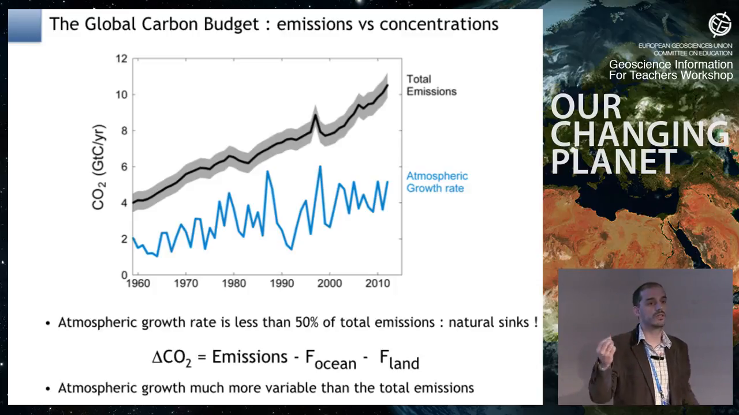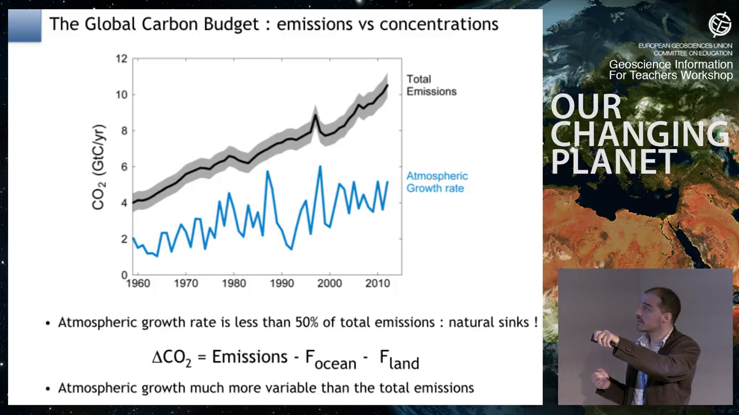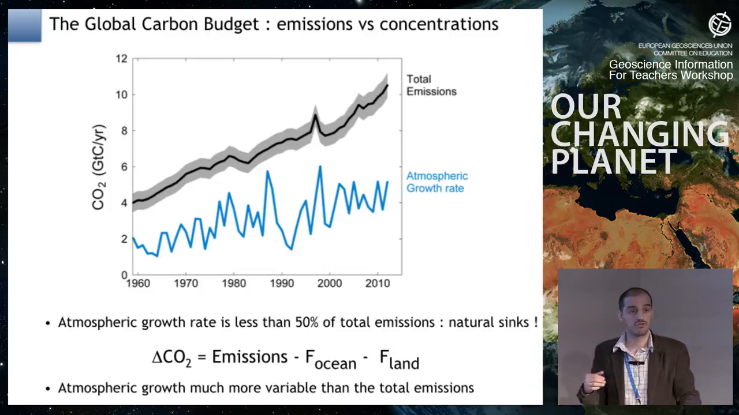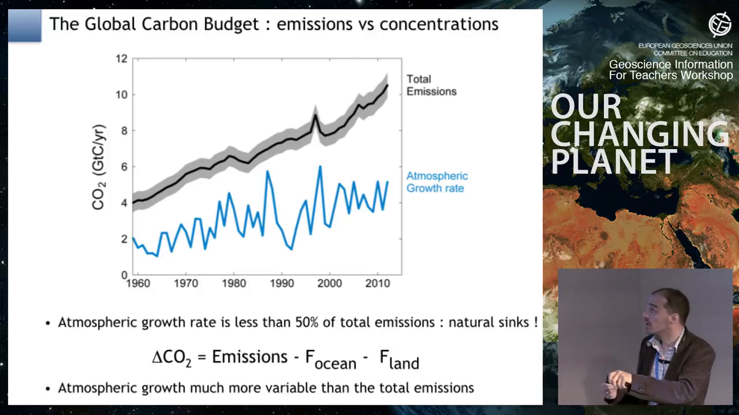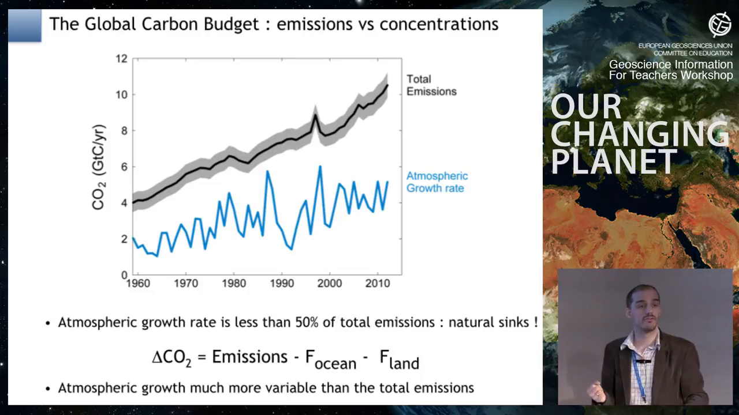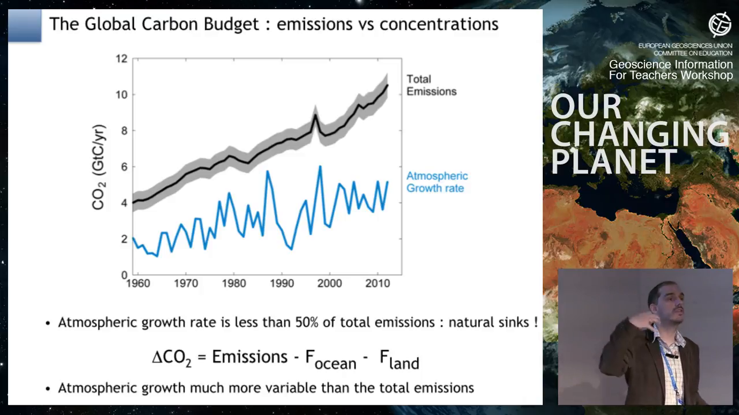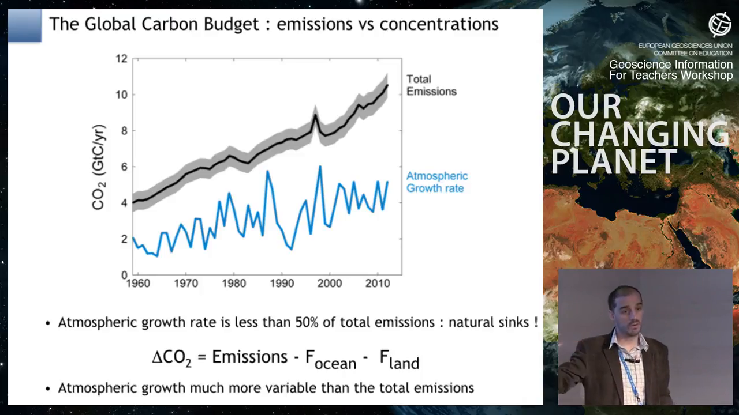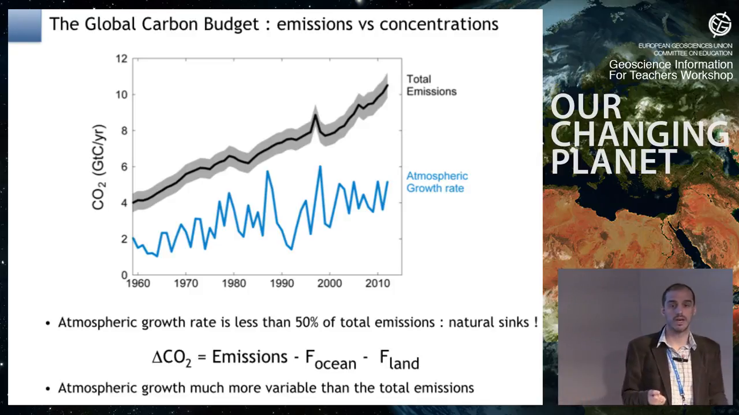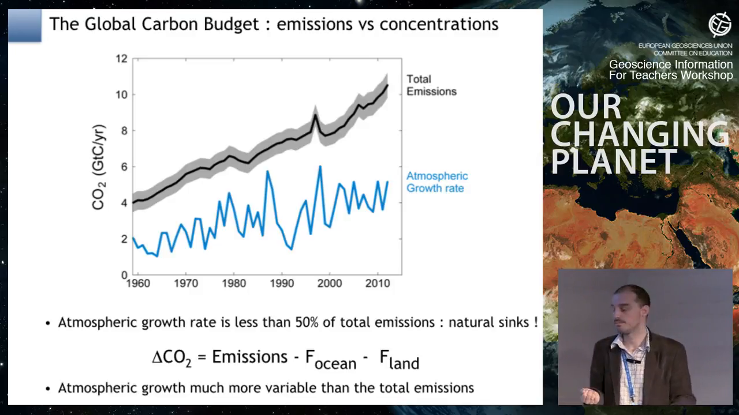So some years, CO2 grows very fast, almost 100% compared to total emissions. And some years, CO2 grows very slowly, maybe only 10-20% of the total emissions. So something in the climate system is at play here to explain why CO2 growth rates are varying at very different levels depending on the years.